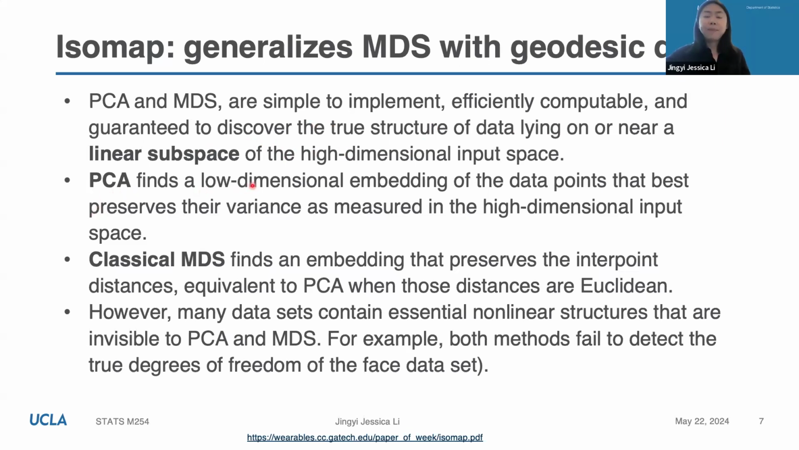PCA finds a low-dimensional embedding of the data points that best preserves their variance as measured in the high-dimensional input space. Classical MDS, which we introduced, finds an embedding that preserves the interpoint distances, equivalent to PCA when those distances are Euclidean. However, many datasets contain essential nonlinear structures that are invisible to PCA or MDS. For example, both methods fail to detect the true degrees of freedom of the face dataset. This is in that Science paper.